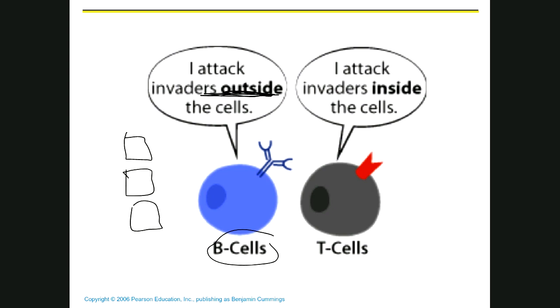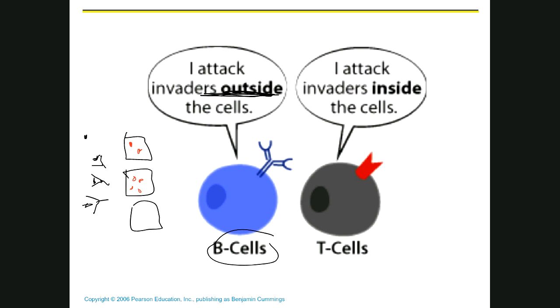Well, if it's floating around out here, the B cells can make antibodies, and the antibodies can attack it and kill it. But antibodies cannot get inside cells. So if you have antigen in here, it's hiding. It cannot be destroyed by antibodies.